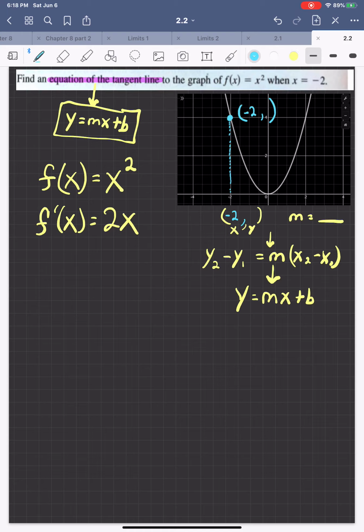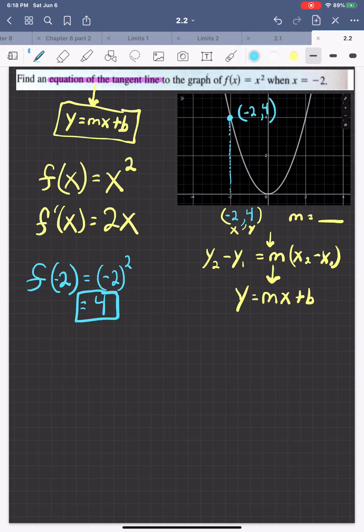Let's go ahead and finish this. So f of negative 2. I'm plugging negative 2 into the original function. So this would be negative 2 squared. So f of negative 2 is positive 4. Okay, good. So I now know that the y value is 4.